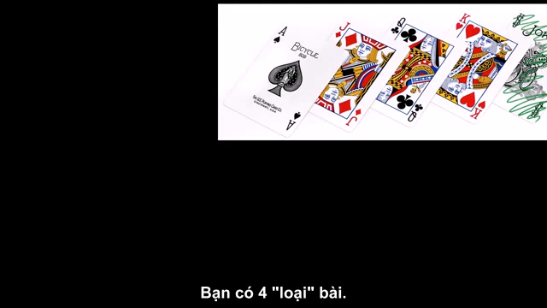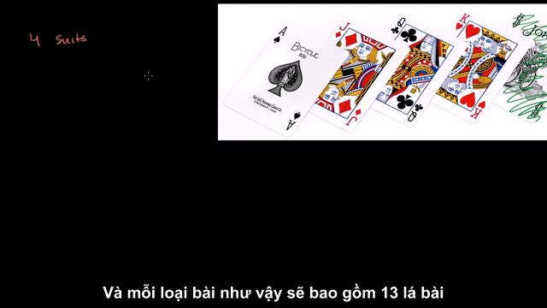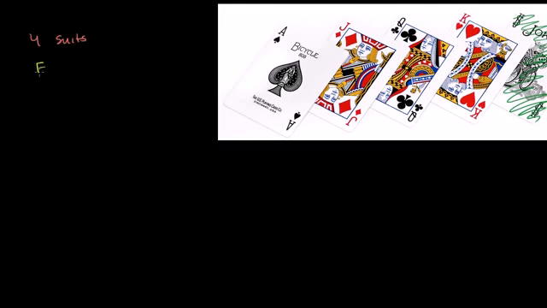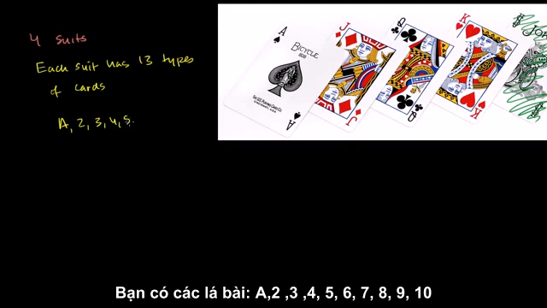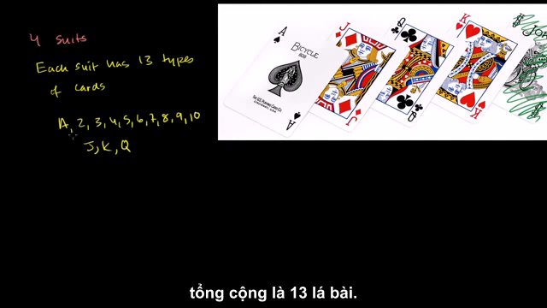playing deck. So you have 4 suits. And the suits are the spades, the diamonds, the clubs, and the hearts. You have 4 suits, and then in each of those suits, you have 13 different types of cards, or sometimes it's called the rank. So each suit has 13 types of cards. You have the ace, then you have the 2, the 3, the 4, the 5, the 6, 7, 8, 9, 10, and then you have the jack, the king, and the queen. And that is 13 cards.